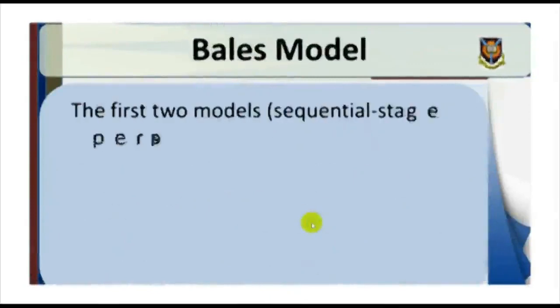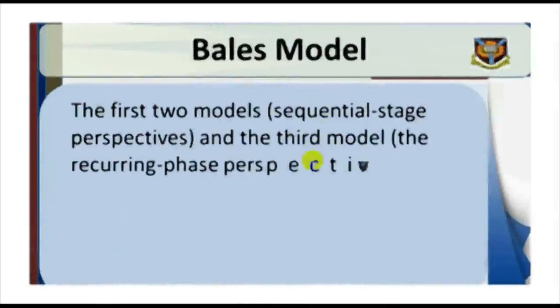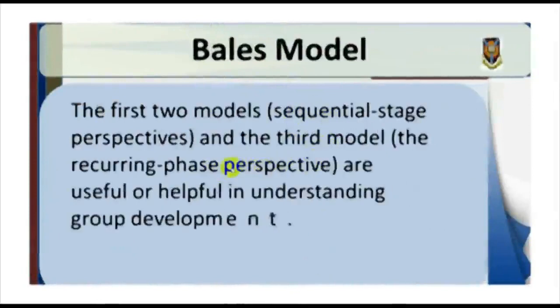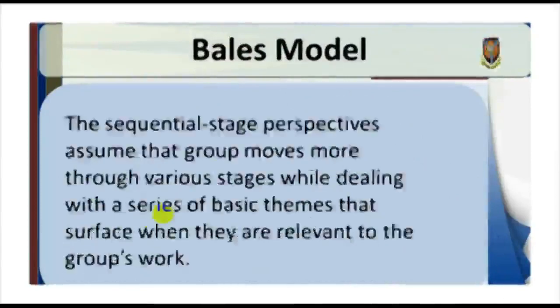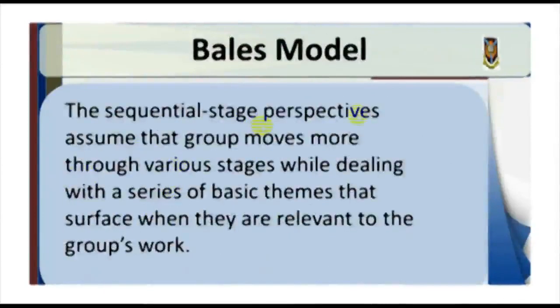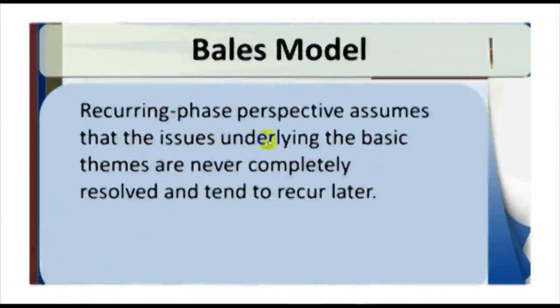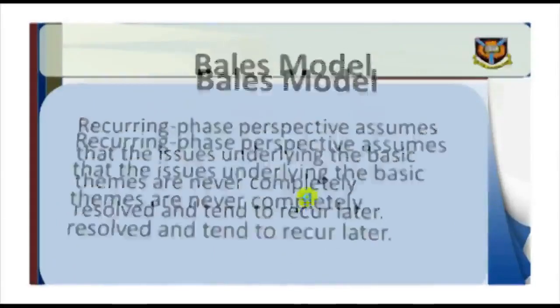The first 2 models, sequential stage perspectives, and the third model, the recurring phase perspective, are helpful in understanding group development. The sequential stage perspective assumes that groups move through various stages while dealing with a series of basic themes that surface when they are relevant to the group's work. The recurring phase perspective assumes that the issues underlying the basic themes are never completely resolved and tend to recur later.